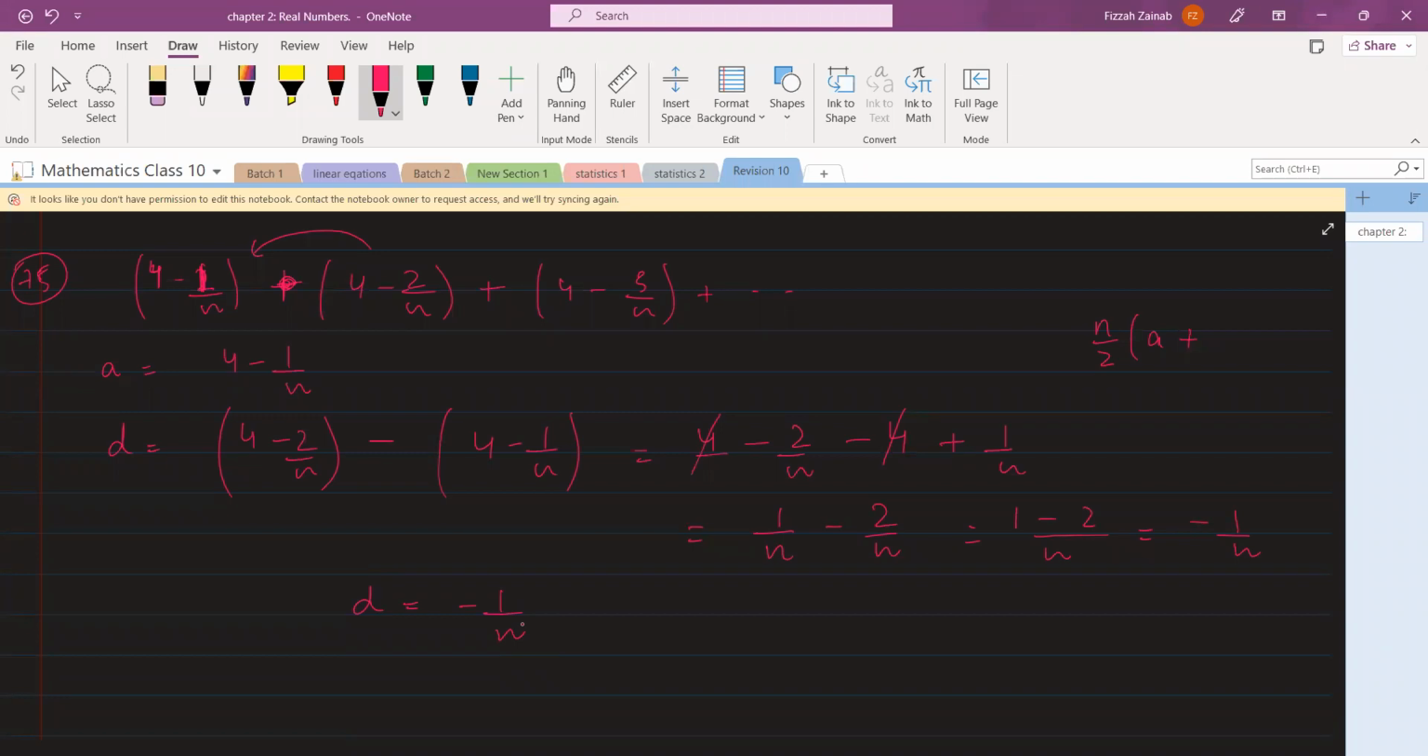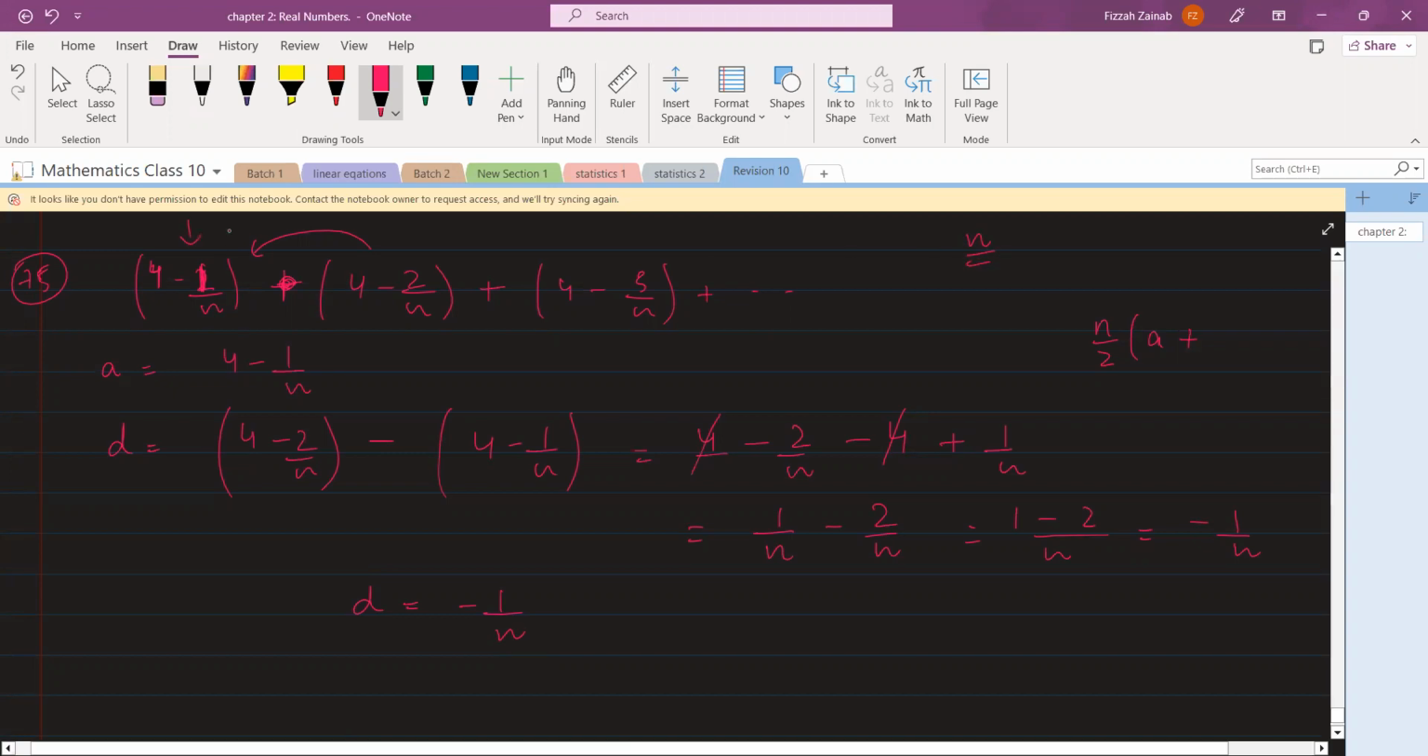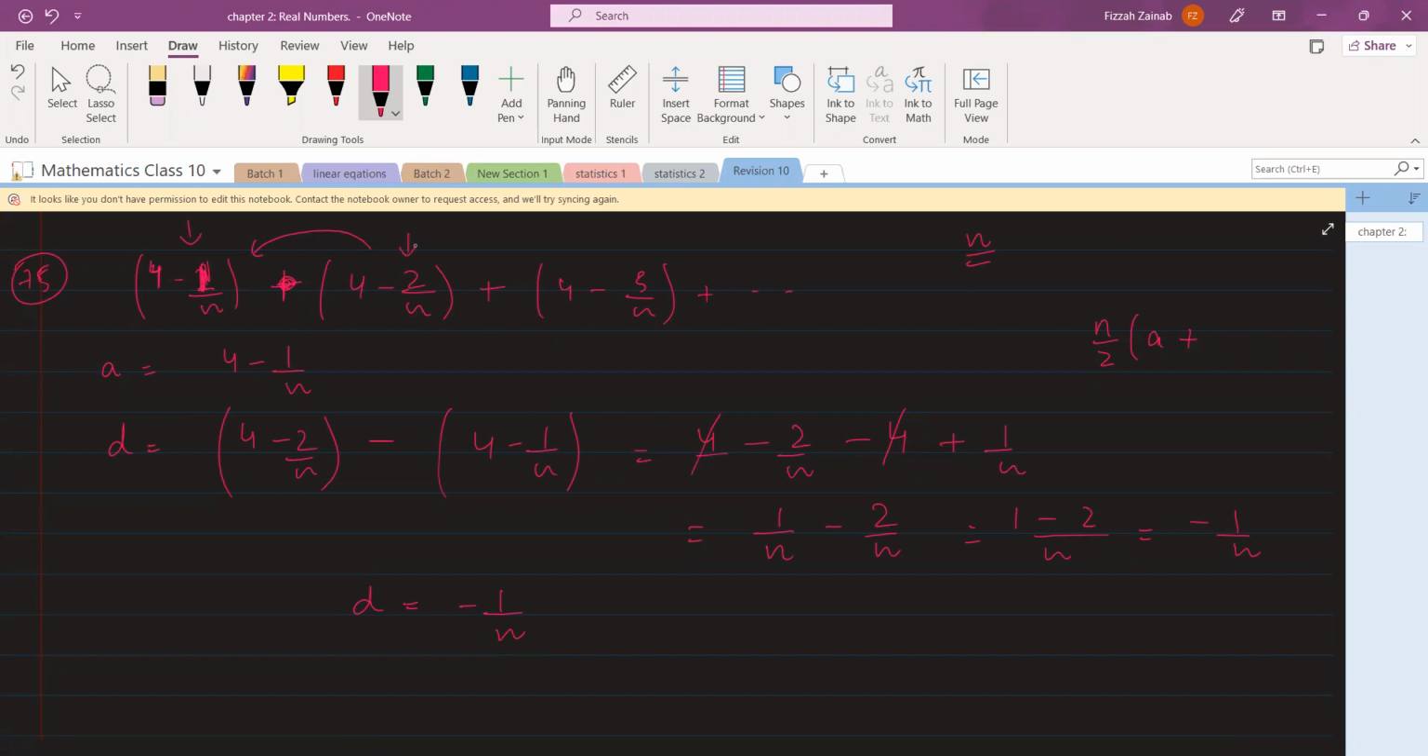Okay, so what will be the last term? Can you guess, of this AP, the last term? See, you have to find the sum of n terms. Understand? This is the first term, so it is 1 by n. Then the second term is 2 by n, right? Third term, 3 by n. So the last term is going to be 4 minus n upon n, isn't it? Yes?